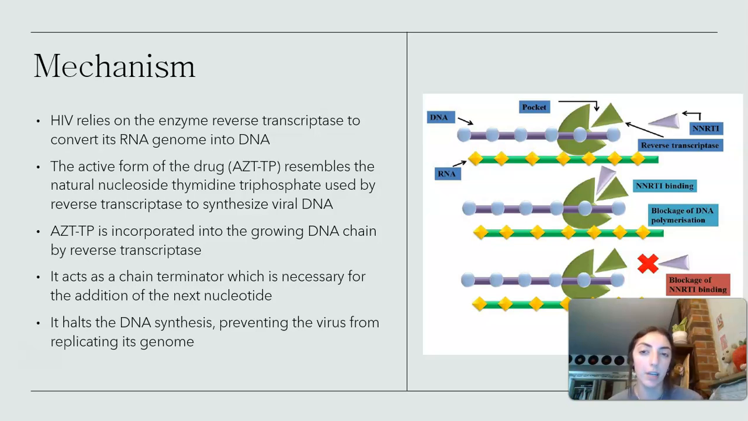HIV relies on the enzyme reverse transcriptase to convert its RNA genome into DNA, and the active form of the drug resembles the natural nucleoside thymidine triphosphate, which is used by reverse transcriptase to synthesize viral DNA. So because of this, it can be incorporated into the growing DNA chain by reverse transcriptase and act as a chain terminator, which is necessary for the addition of the next nucleotide. By doing so, it can halt the DNA synthesis, preventing the virus from replicating its genome and making more of it.